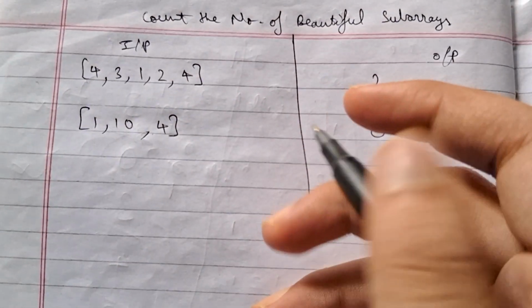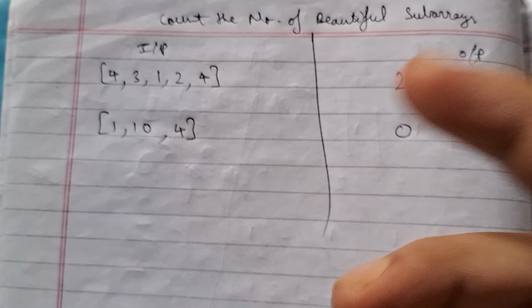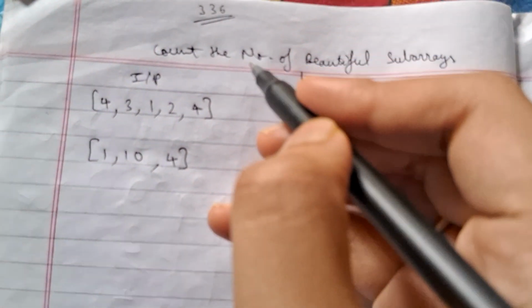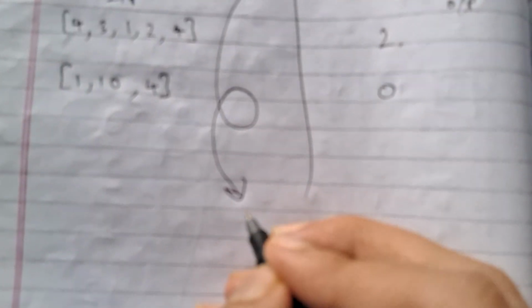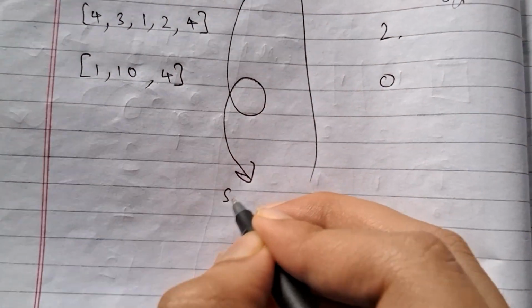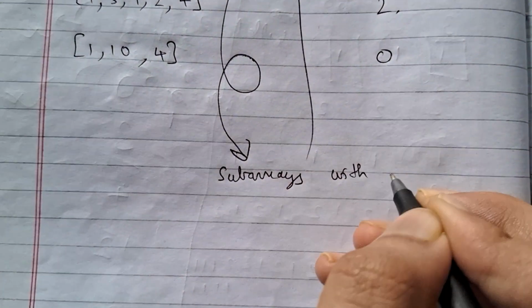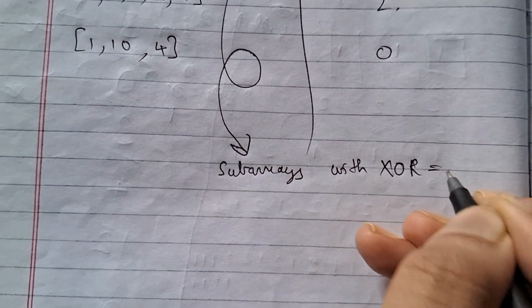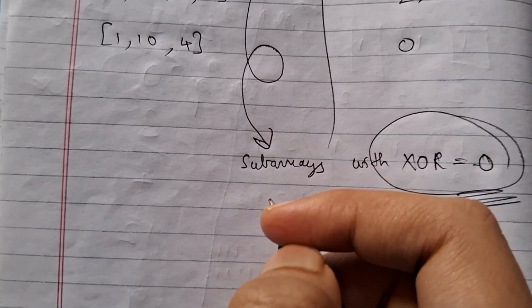Okay, so what is the main trick behind this? Let me change the question to make it easier for you. You have to find the number of subarrays with XOR equal to 0. Okay, so this is the main trick behind it. So how are we going to do that?